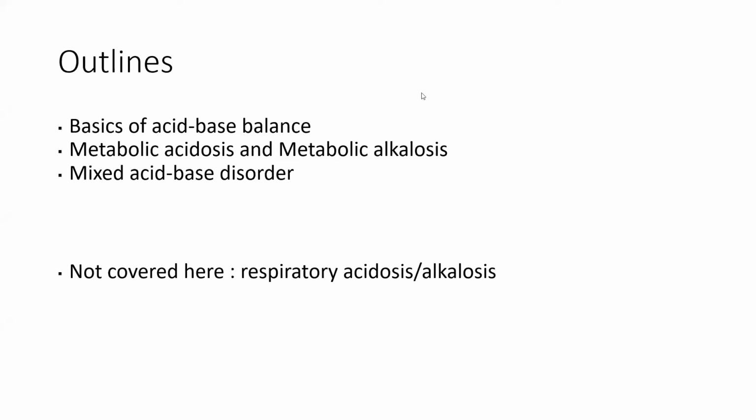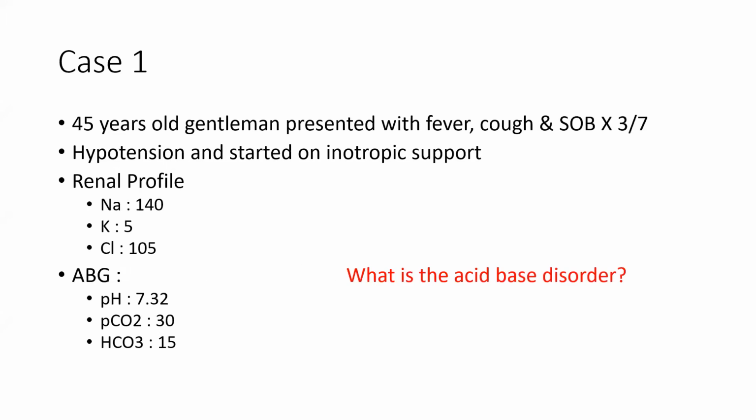We will not be covering respiratory acidosis or alkalosis in this topic. Okay, so we start with the case first. There's a 45-year-old gentleman presented with fever, cough, and shortness of breath for 3 days, hypotensive and started on inotropic support. The renal profile shows sodium of 140, potassium of 5, chloride of 105. ABG shows pH of 7.32, PCO2 is 30, and bicarb of 15. So based on this case, what is the acid-base disorder? You guys can just try to analyze and then keep it in the back of your mind first.